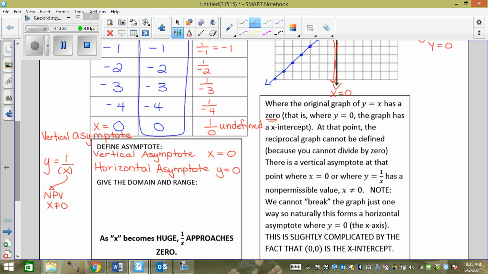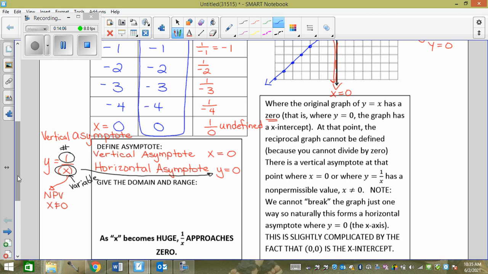So because this numerator was a number and this denominator was a variable or a letter, we are going to get y equals 0 every single time. It doesn't change. So if your numerator is a number and your denominator has a letter in it, it's y equals 0. It's the easiest one to find, horizontal. Domain and range are ridiculously easy if you can find the asymptotes, because it's just where those are not.